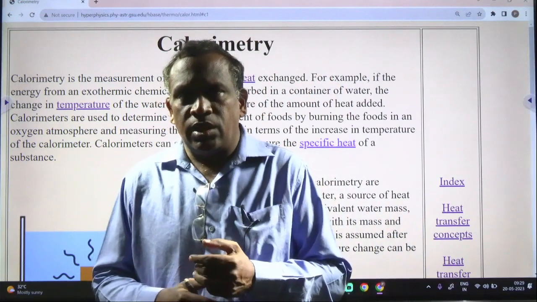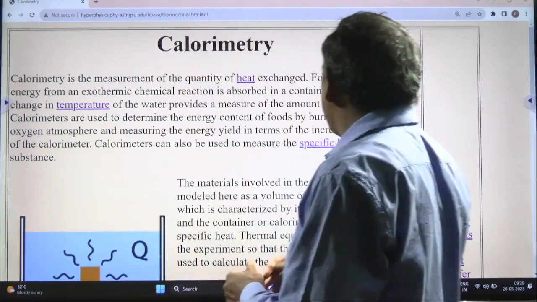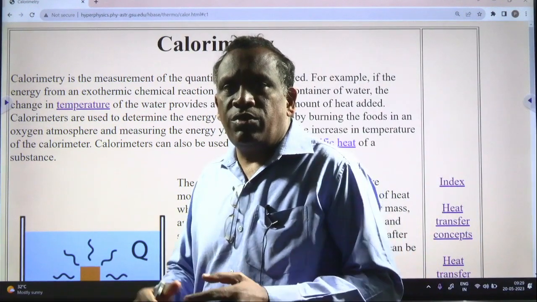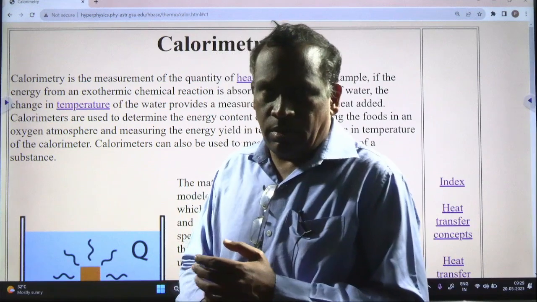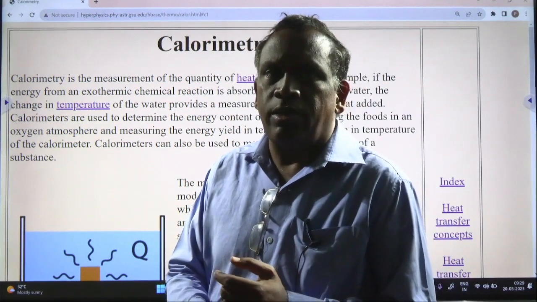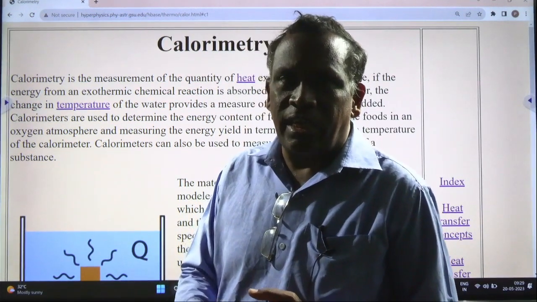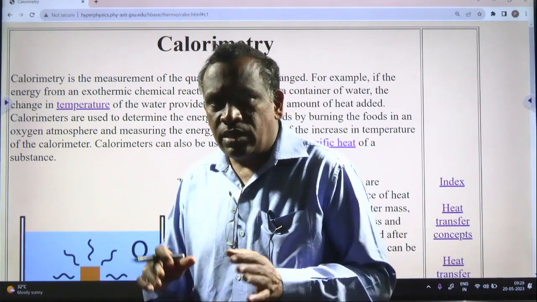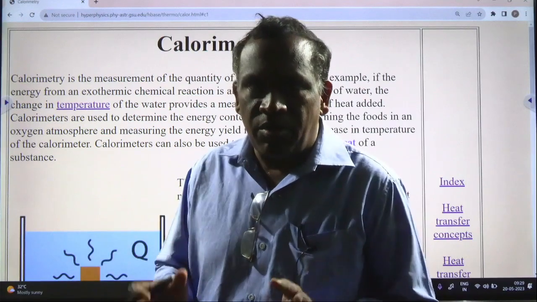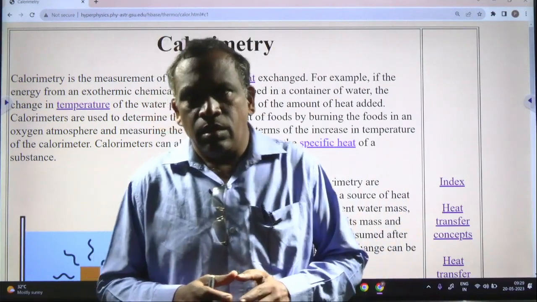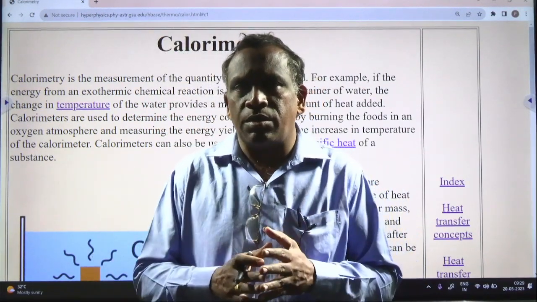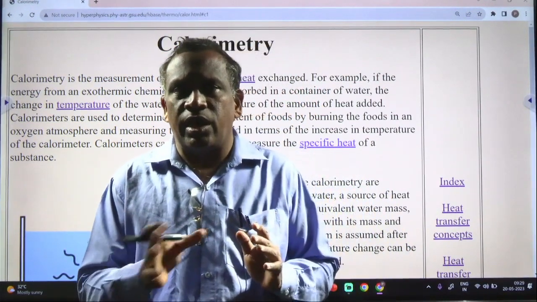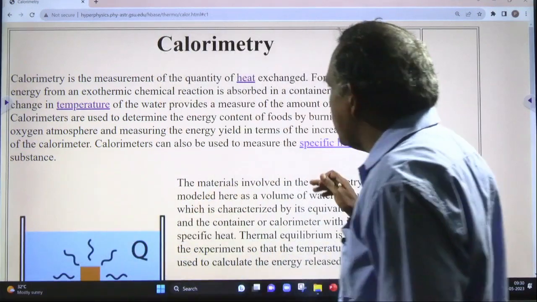So the important one is specific heat. Specific heat is the amount of heat required to change the temperature of a unit mass of substance by 1 degree. It means if you take 1 gram of any substance and want to raise it by 1 degree centigrade, how much heat is required? That heat is called specific heat.